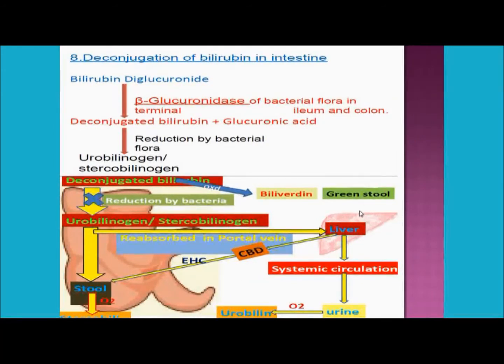But what about the color of the urine? So the liver, if it gets a chance to synthesize, means oxidize it, then the liver is going to send the bilirubin into the systemic circulation, right? From there it will go into the urine as urobilin.